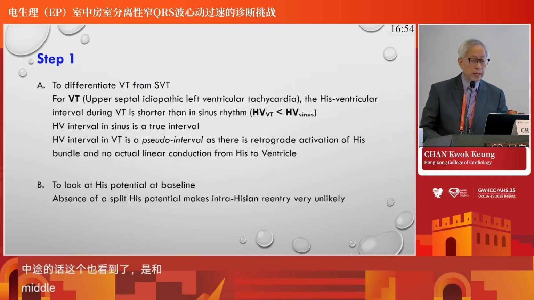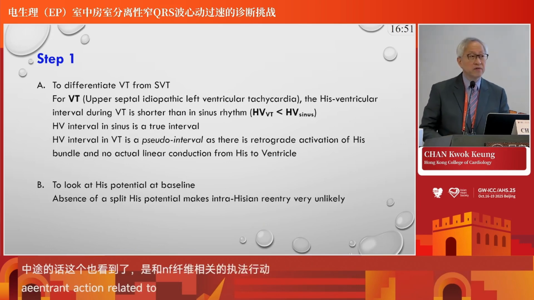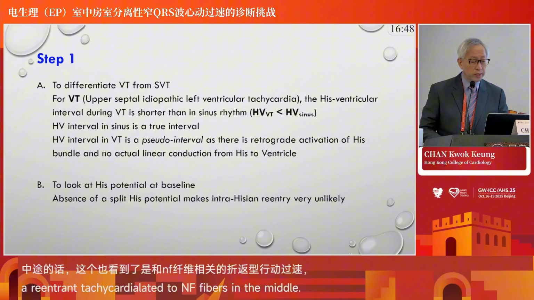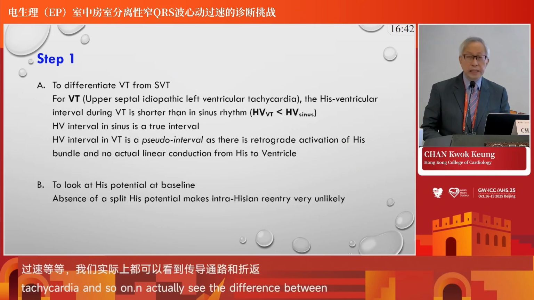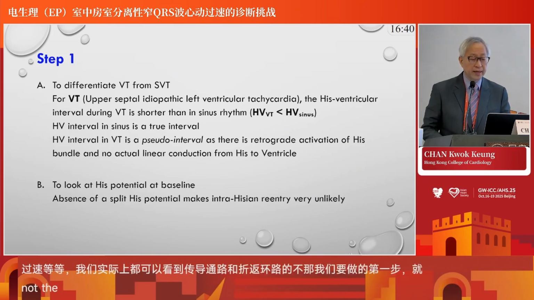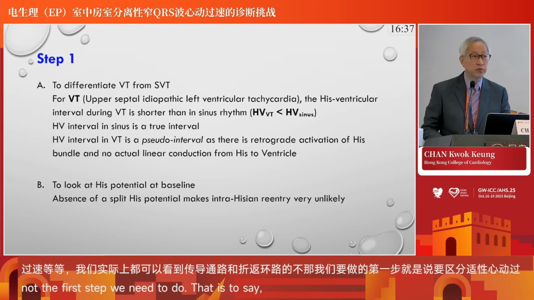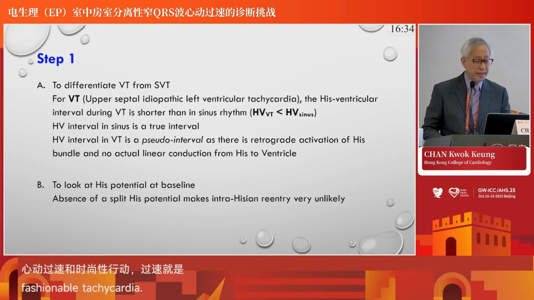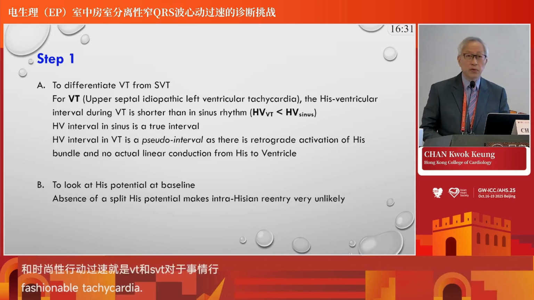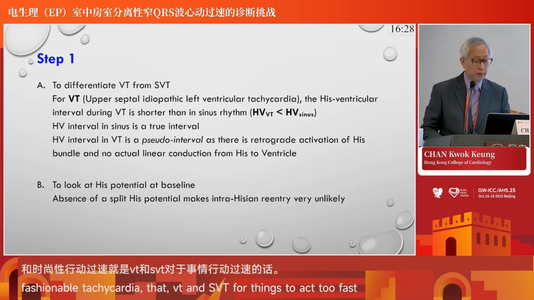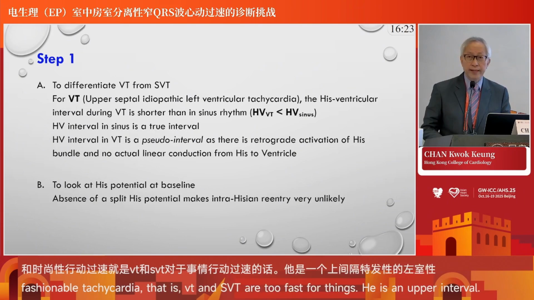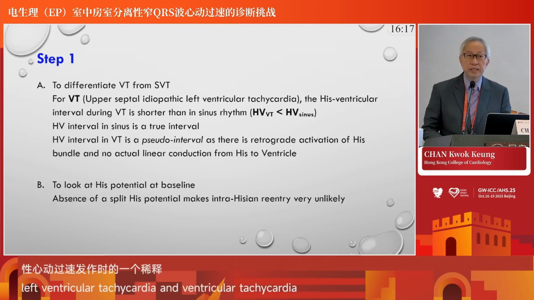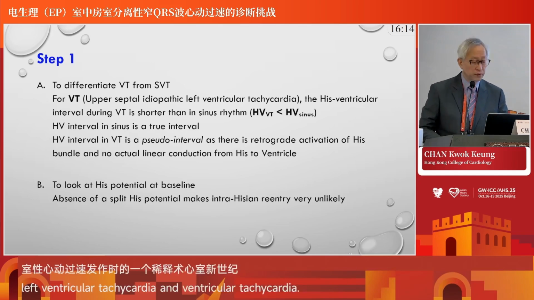So step 1: how to differentiate ventricular tachycardia from supraventricular tachycardia. For VT, upper septal idiopathic left ventricular tachycardia, the His ventricular interval during VT is shorter than in sinus rhythm. That is, the HV in VT is less than the HV in sinus. Now, the HV interval in sinus is a true interval, but the HV interval in VT is a pseudo interval, as there is retrograde activation of the His bundle, and there is no actual linear conduction from the His to the ventricle, so it's not a true interval in that sense.